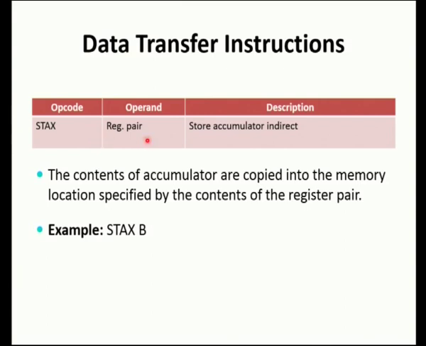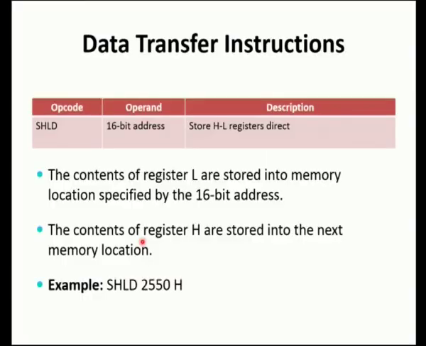STAX register pair is used to store the content into the memory location specified in the register pair. The content of the accumulator is copied into the memory location specified by the contents of the register pair. STAX B: the BC register pair holds the location 4500, and the accumulator value is 20, then the 20 is loaded into 4500 by using this STAX B instruction. In STAX and LDAX you have to use only the BC and DE register pairs; HL you cannot use.